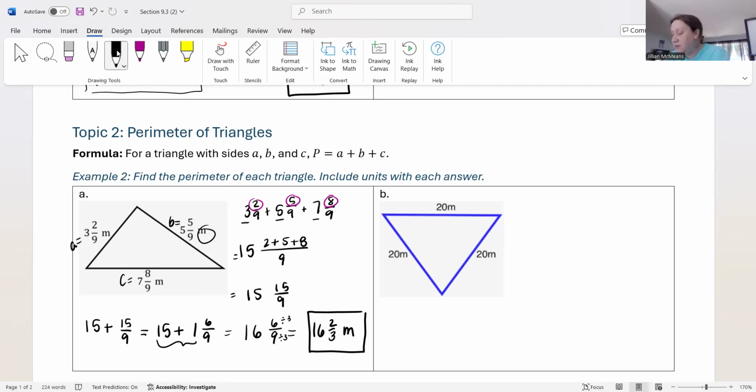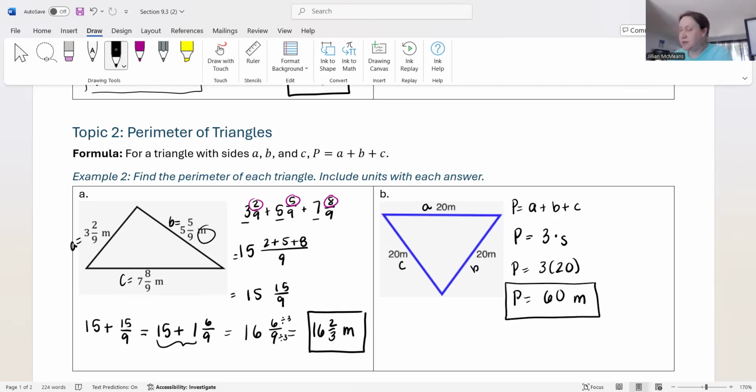Okay, for part B, we have an equilateral triangle here, and I know it's an equilateral triangle because the length of all three sides is exactly the same. So we could certainly label these like side A, side B, and side C. And we could say that the perimeter is going to be A plus B plus C. But because A plus B plus C are all the same value, we could also say this is just 3 times whatever the side is because the sides are all the same. So the perimeter is going to be 3 times 20 or 20 plus 20 plus 20. So the perimeter is going to be 60 and the unit is meters, so we get 60 meters.